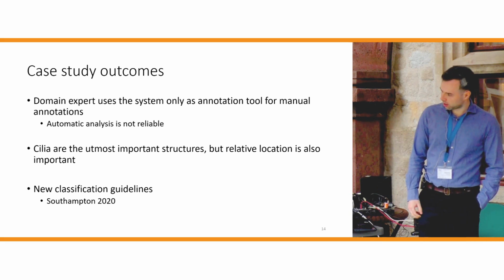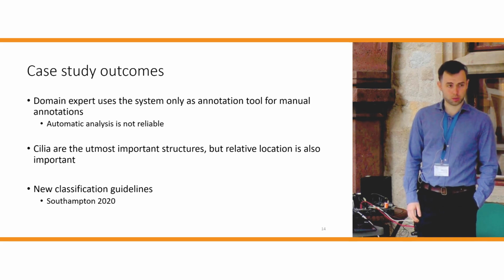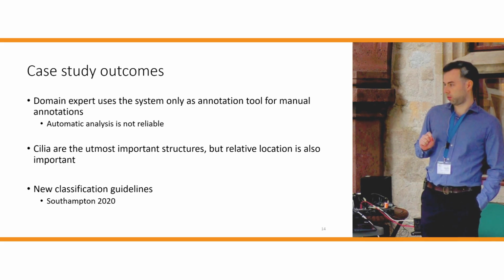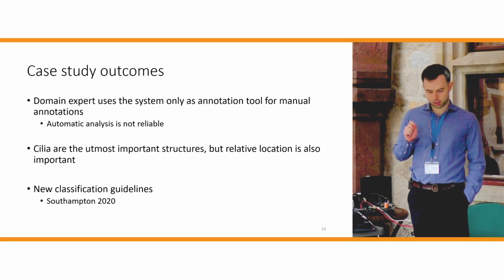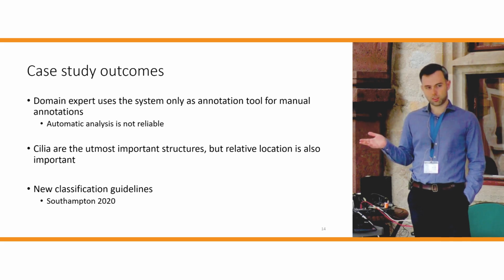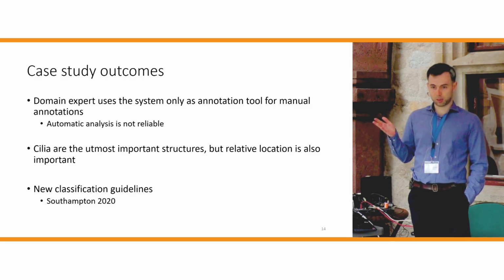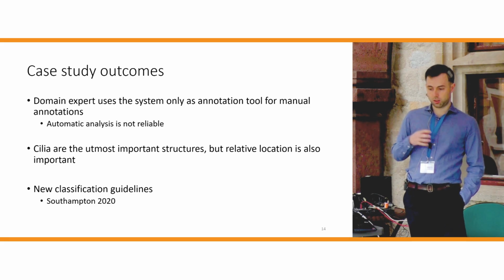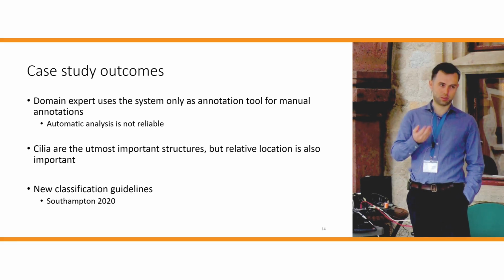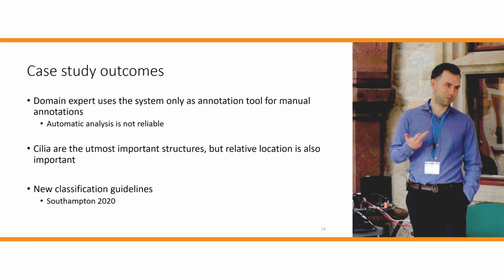But I wrote here the 3 main case study outcomes from our first session. The domain expert uses the system only as an annotation tool for manual annotation. We asked her, of course, why? Doesn't she know that there is an AI model, or there can be an AI model that can help her? Or doesn't she trust it? Or doesn't she understand how it works? So she rather does it manually. All 3 are true.